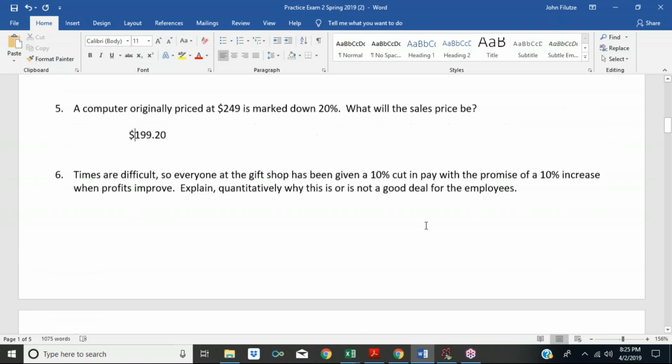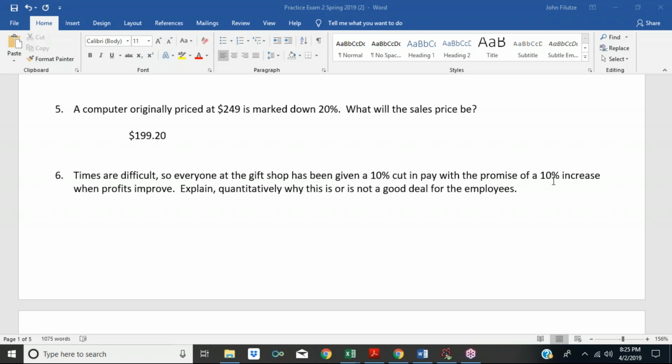All right. So how about number 6? Actually, why don't you guys take a minute to do number 6 and raise your hand. Oh, this one, let's just talk about this for a minute. So remember, we talked about this already. It says they're going to give everybody a 10% pay cut and then a promise of a 10% increase. Explain quantitatively why this is or is not a good deal for the employees. Can someone do that for us?